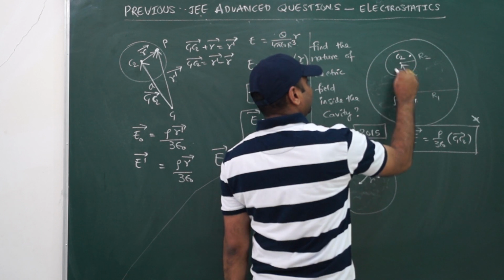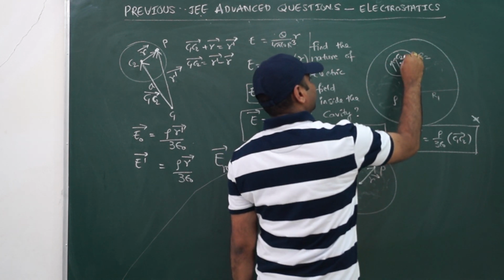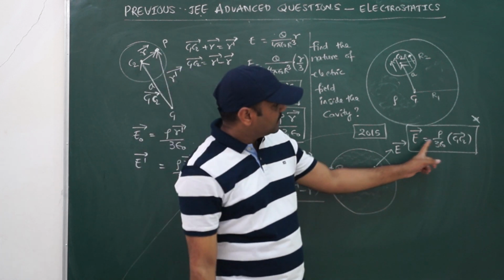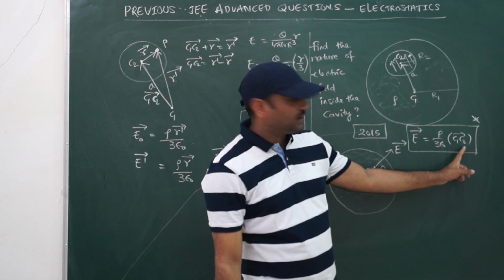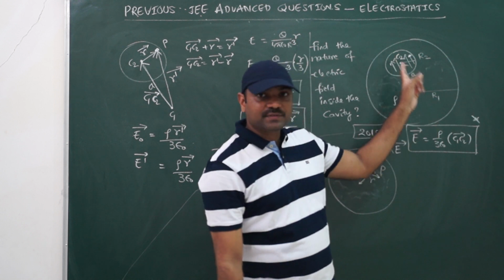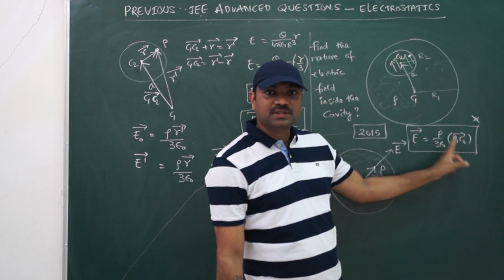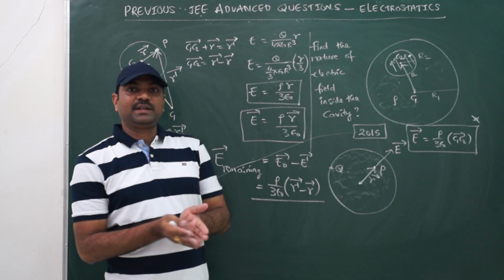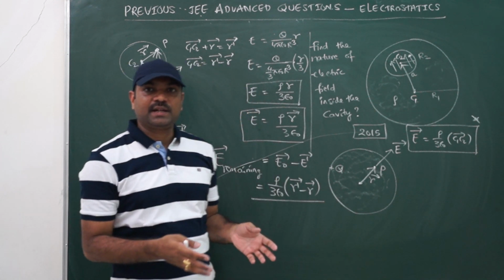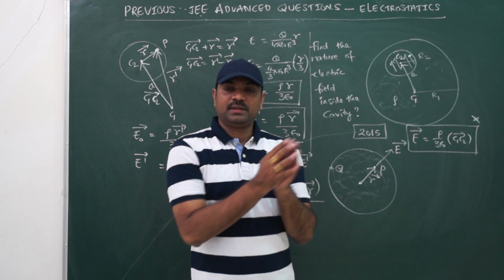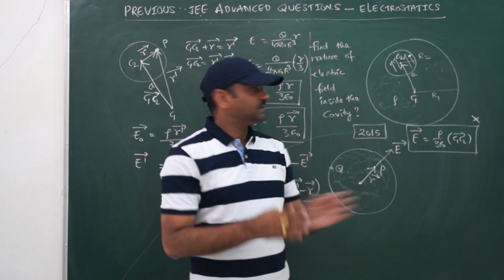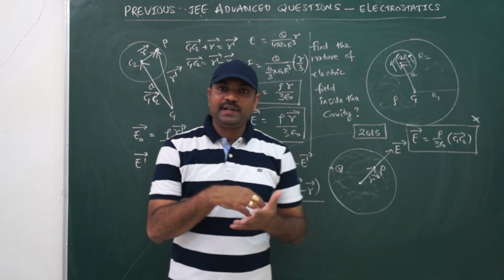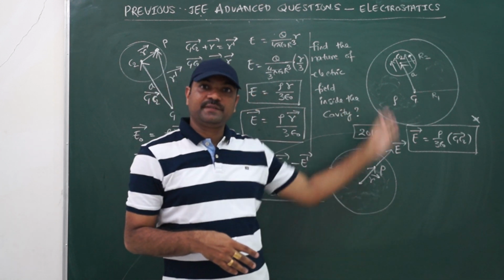It depends on the line joining C1 C2. Field inside the cavity is uniform. At the same time, field direction is uniform, in the direction of C1 C2. Field magnitude is also constant, which is rho A by 3 epsilon naught. So what we need to understand from this: the field inside the cavity depends on the distance between the centers, the center of the original sphere and the center of the cavity. And field direction depends on the line joining C1 C2.